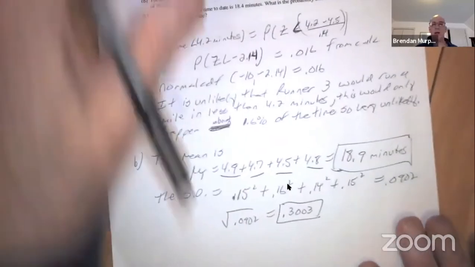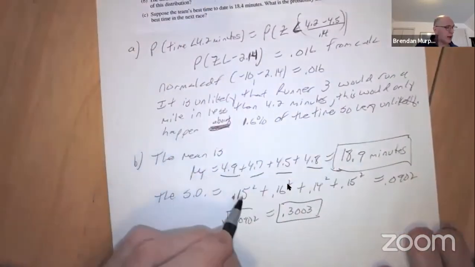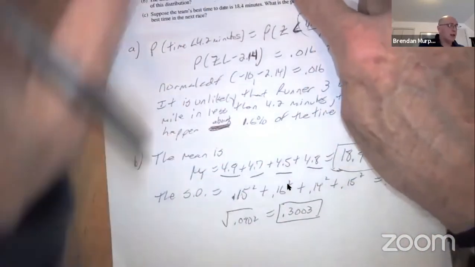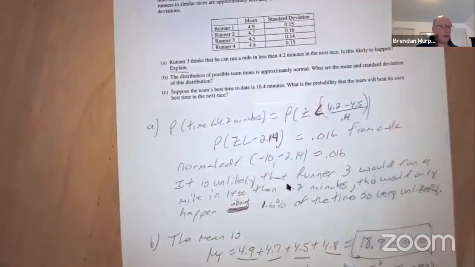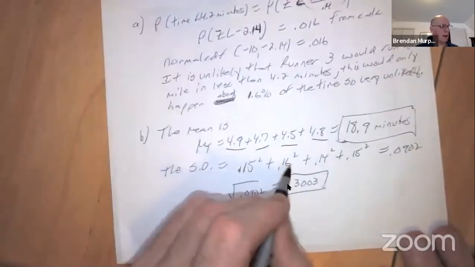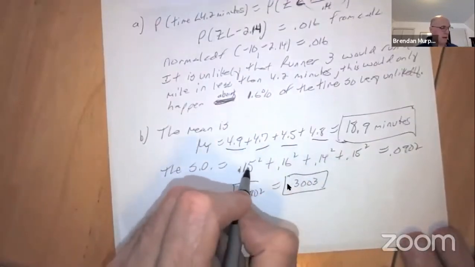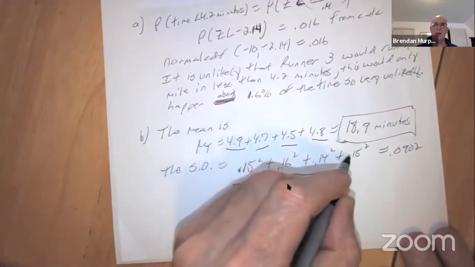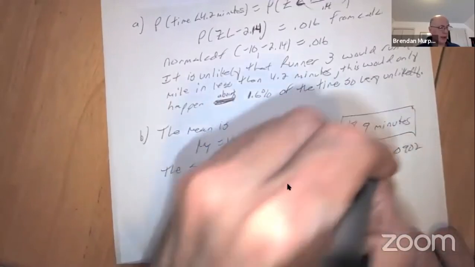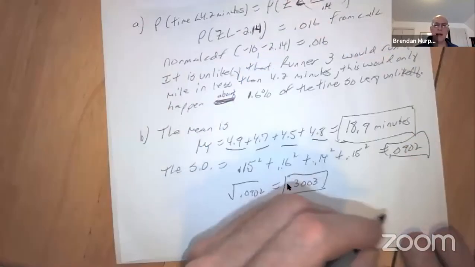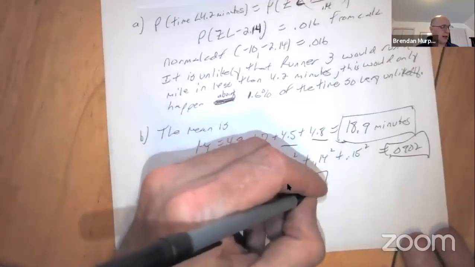So I felt good about that. I felt like, okay, we were told that each one of those runners' times is independent. So I took the first standard deviation and squared it. I took the next standard deviation and squared it. Took the next standard deviation and squared it. So that's a variance, that's a variance, that's a variance, that's a variance. I added up, I guess, my combined variance. I take its square root and I get the standard deviation.